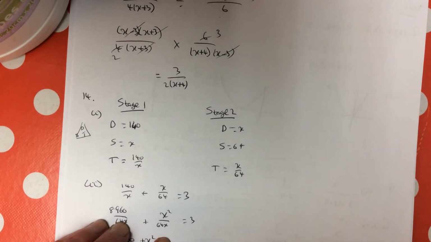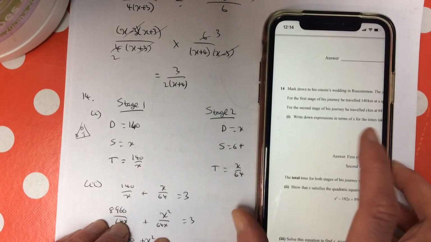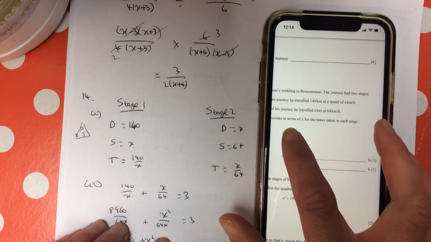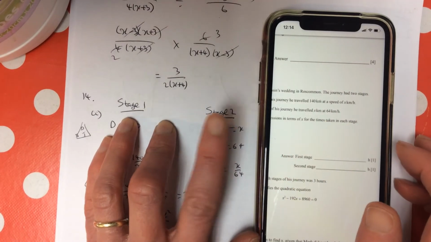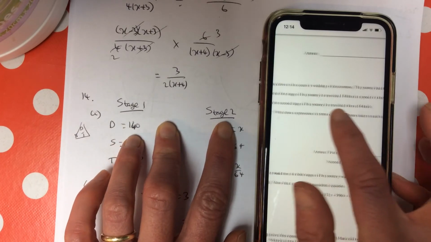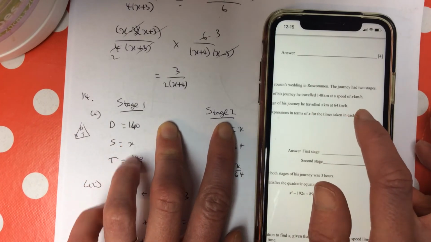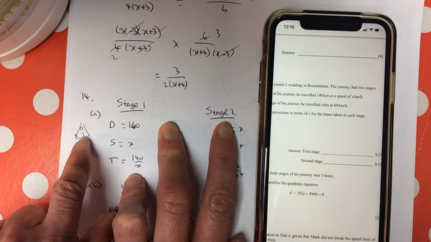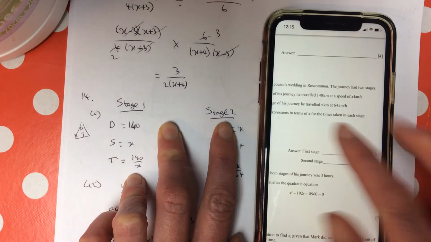And question 14 is tricky. Really, really tricky. So Mark drove to his cousin's wedding in Roscommon. It had 2 stages. So you can see me writing out stage 1 and stage 2. For the first stage, the distance was 140 and the speed was x. So I automatically worked out the time. So time is distance over speed.